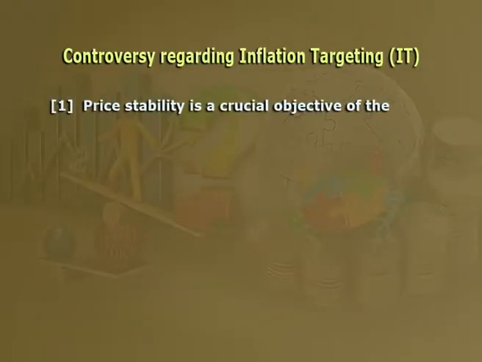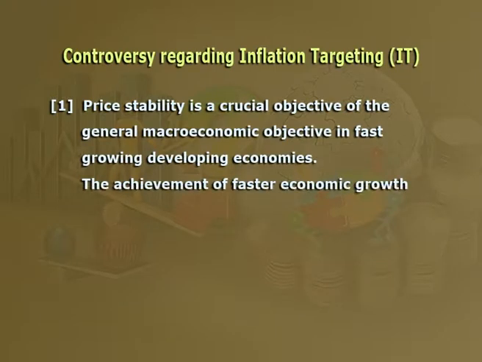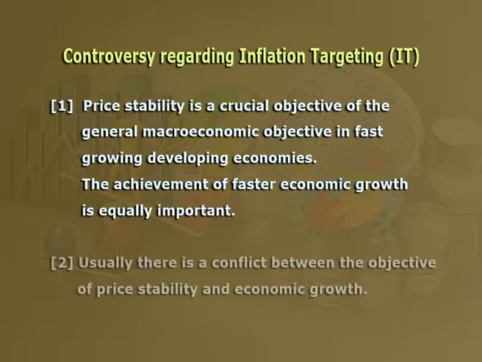First issue is price stability is a crucial objective of the general macroeconomic objective in fast growing economies. The achievement of faster economic growth is equally important. Secondly, usually there is a conflict between the objective of price stability and economic growth. Another limitation of inflation targeting in countries like India is that it neglects the real cause of inflation, like supply side factors like agricultural supply shocks, which can't be solved by any monetary policy action.